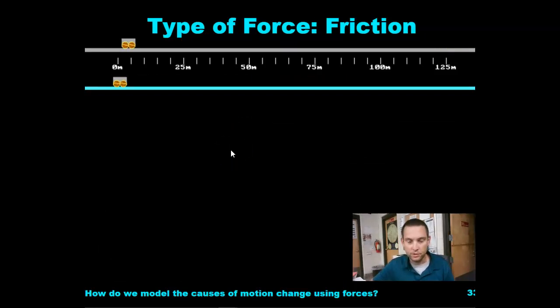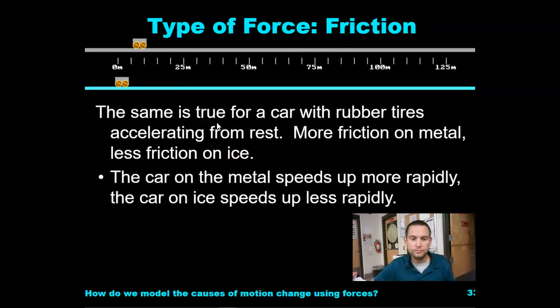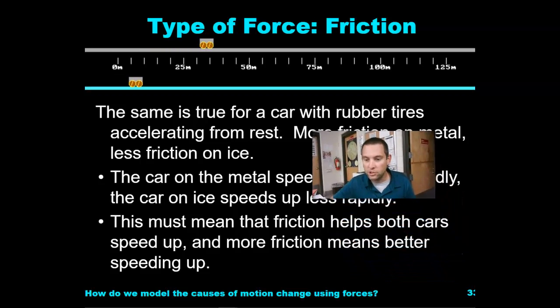Here we go. So we were just dealing with rubber blocks. Now we're looking at a box with rubber tires. More friction on metal, less friction on ice. The car on the metal speeds up more rapidly and the car on the ice speeds up less rapidly. This must mean that friction helps both cars speed up, and more friction means better speeding up.